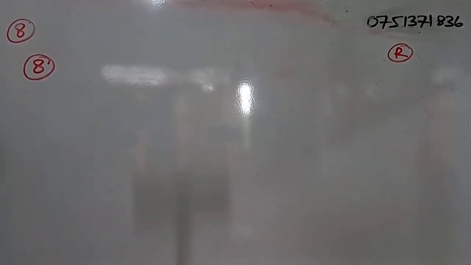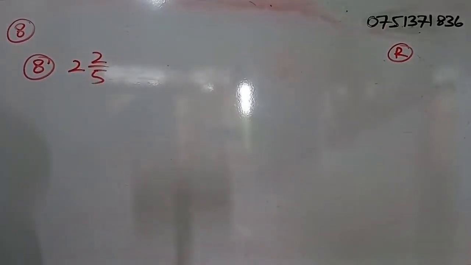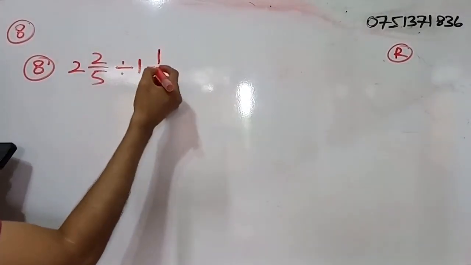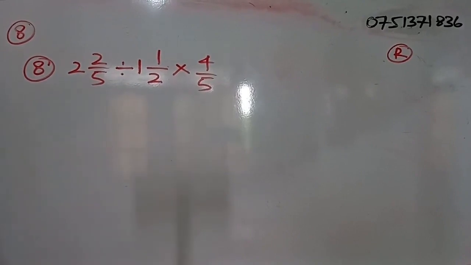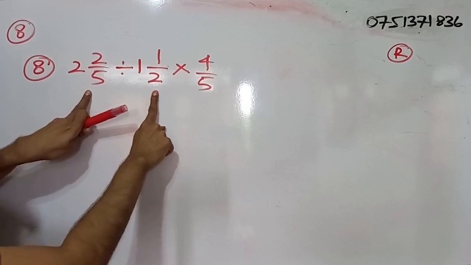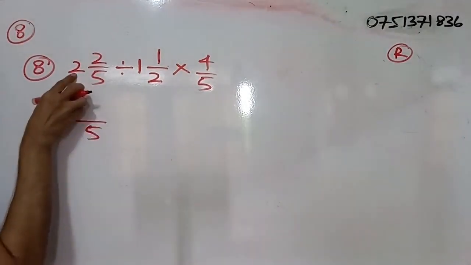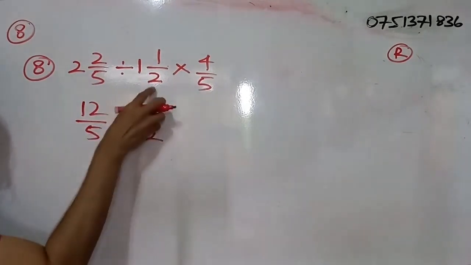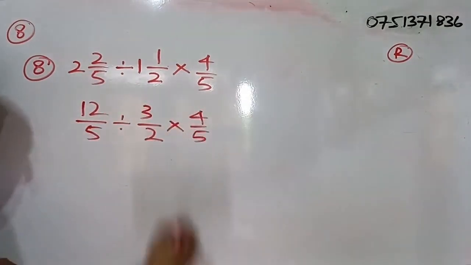Okay. 2 and 2 by 5. So we have to divide that by 1 half and we have to multiply that by 4 by 5. Okay. So first of all, we will convert these two mixed numbers into improper fractions. Right? So here the denominator will be the same and the numerator will be what? 5 times 2 that is 10 add the 2, this becomes 12. Divide by the denominator, that will be the same, 2 times 1 that is 2 add the 1, this becomes 3, into 4 by 5.